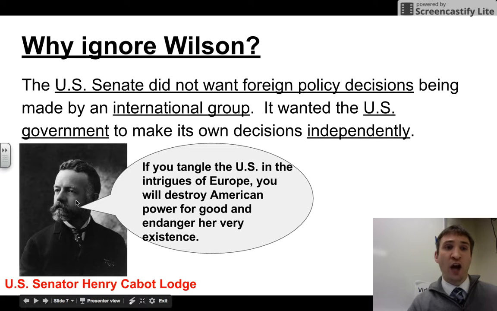And here is a U.S. senator who opposed his own president, U.S. Senator Henry Cabot Lodge. Quote, "If you tangle the U.S. in the intrigues of Europe, you will destroy American power for good and endanger her very existence."